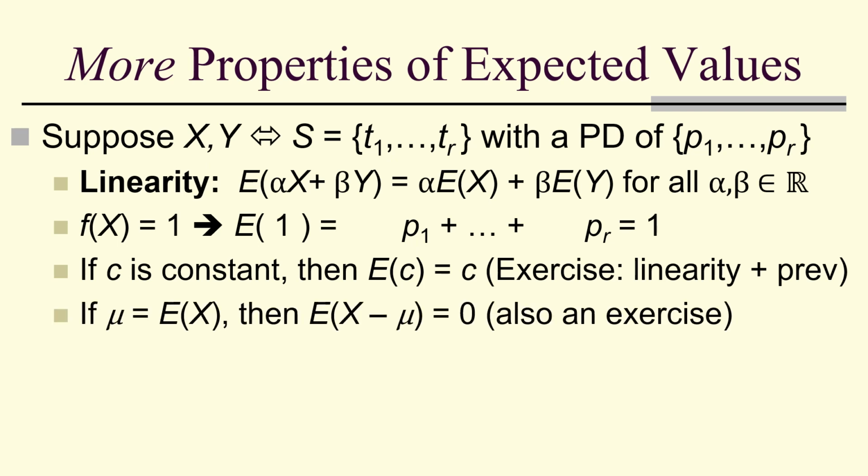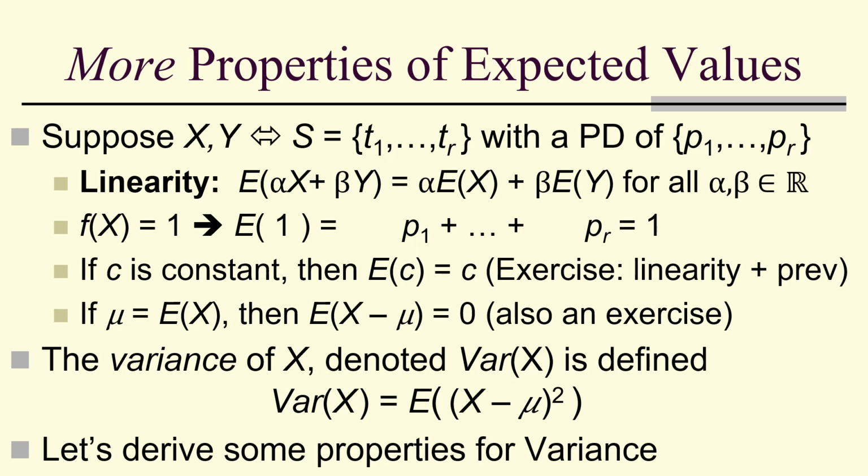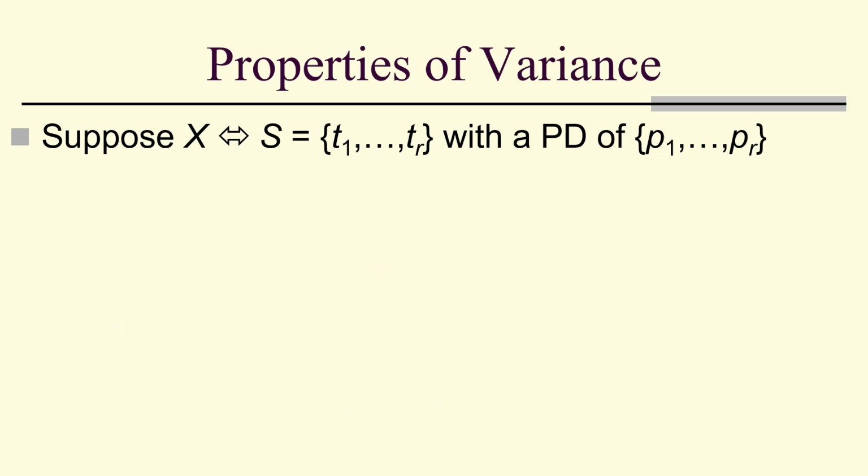And if mu is equal to E of X, then linearity says that the expected value of X minus mu is 0. Now we're also going to look at the variance, which is the expected value of the variable X minus mu, that quantity, squared. So let's look at some properties for variance.